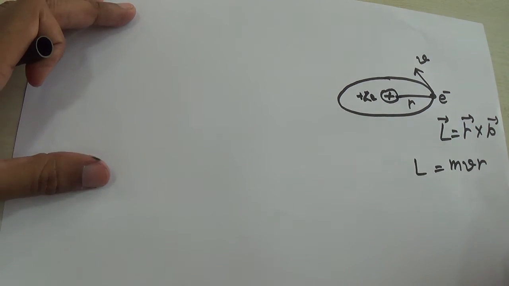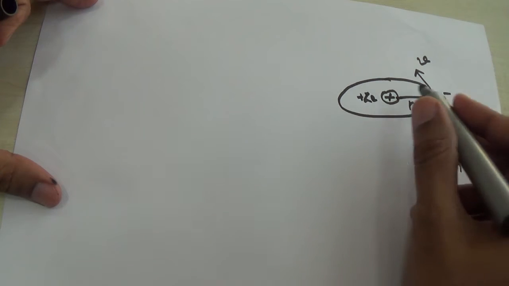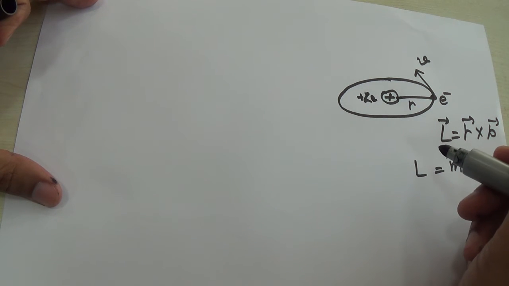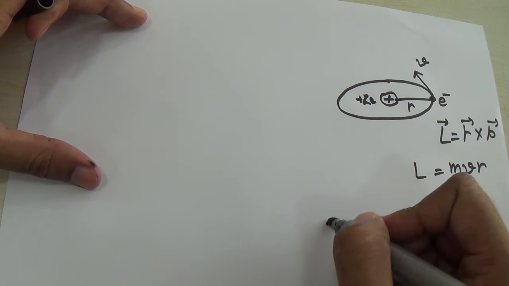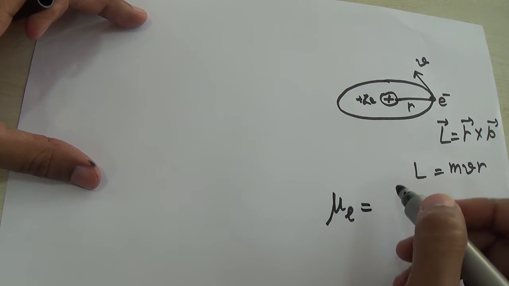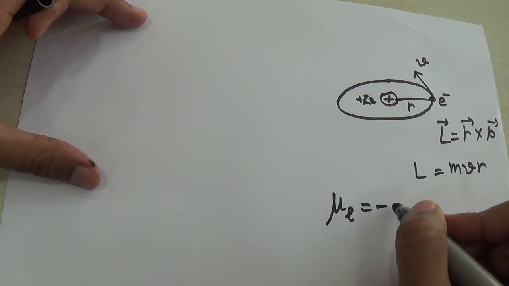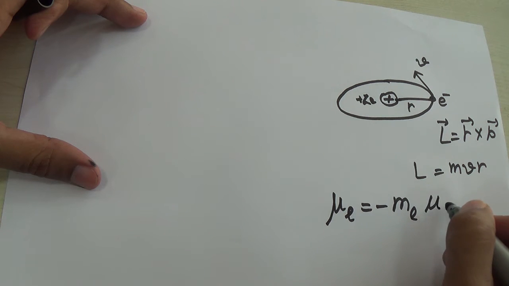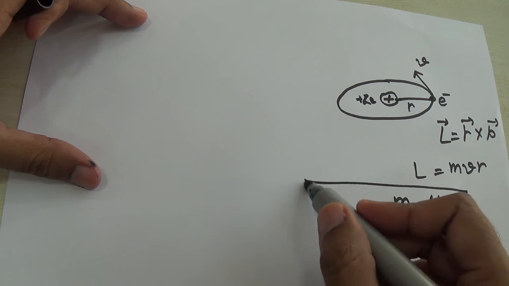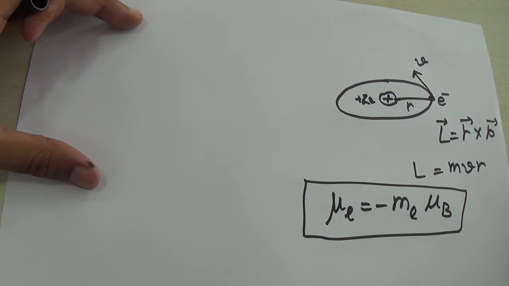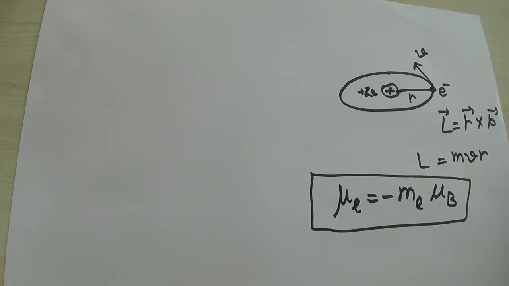So this is the contribution of the electron because of the orbital motion, and the magnetic dipole moment we have calculated is mu L equal to minus ml times the Bohr magneton. So this is the magnetic dipole moment because of the orbital motion of the electron.